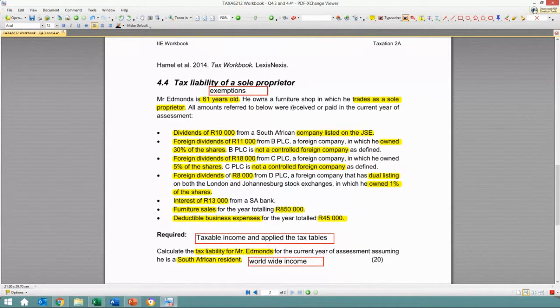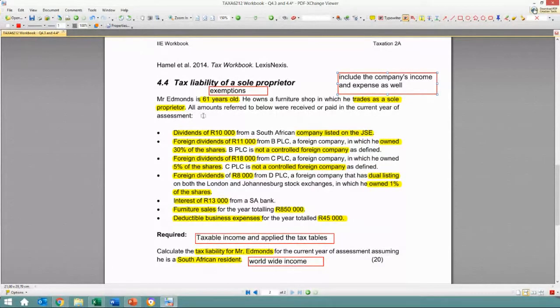Then they tell you he's trading as a sole proprietor. So that means we have to include the company's income as well. So we're not only going to include, for example, if you earn the salary income, you're also going to include any income and expenses, let's say income and expenses of the company as well. So that is what that information is basically telling you.